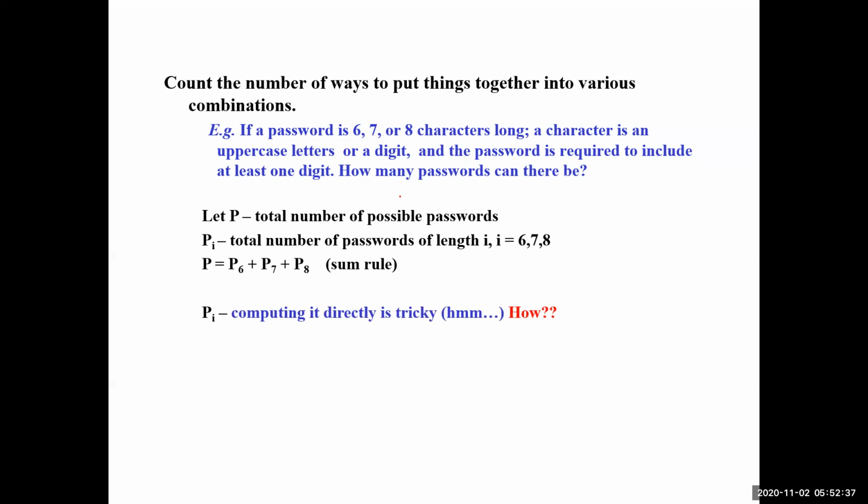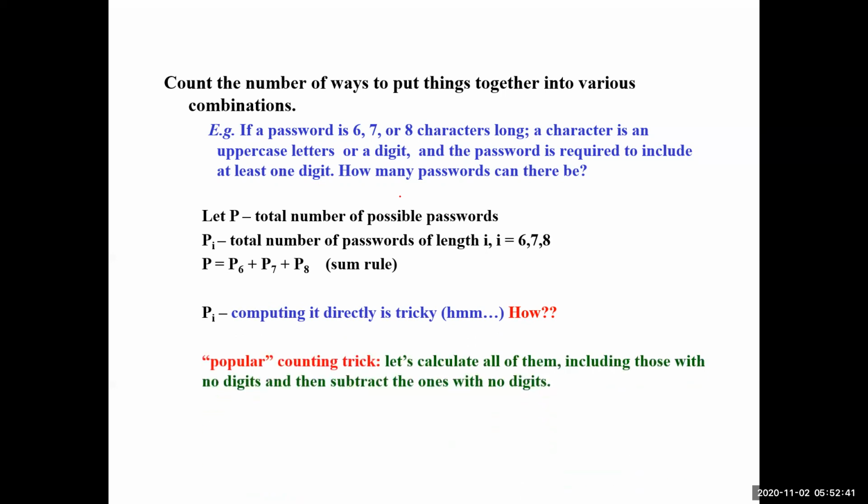Now we can generate the total number of passwords for each length. For example, we'll solve it for one of them. So for P6, we can have 36 raised to 6 combinations, minus 26 raised to 6 combinations.